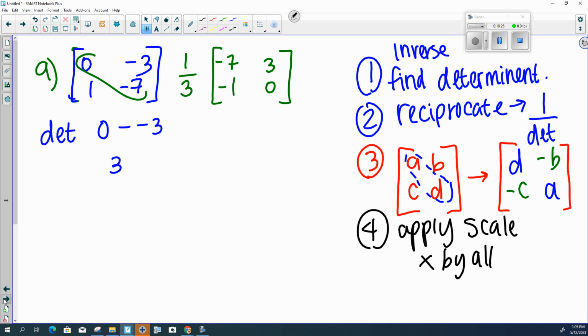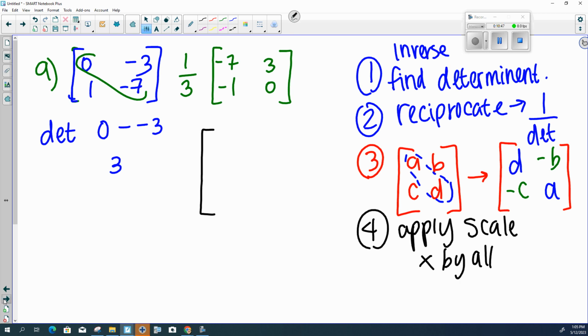So if you don't know what that means, apply the scale. It means we're going to multiply that fraction by everything inside. And this will be our inverse. I don't have room out to the side to put it. If you have room out to the side, I like to go out to the side.